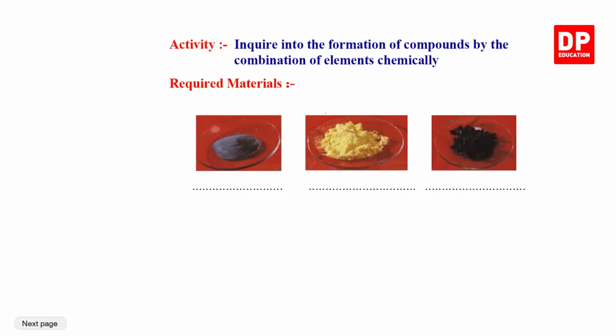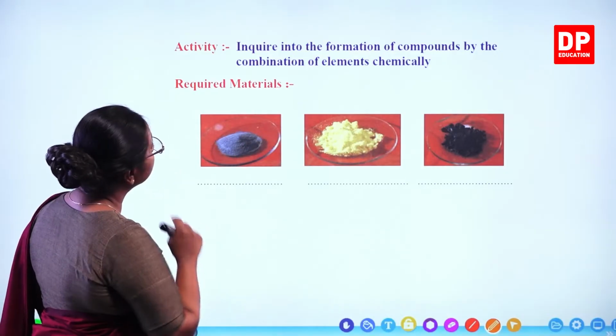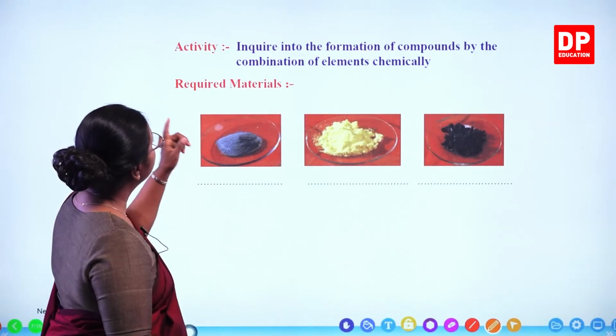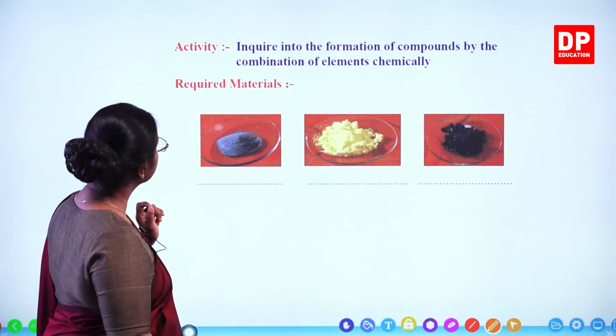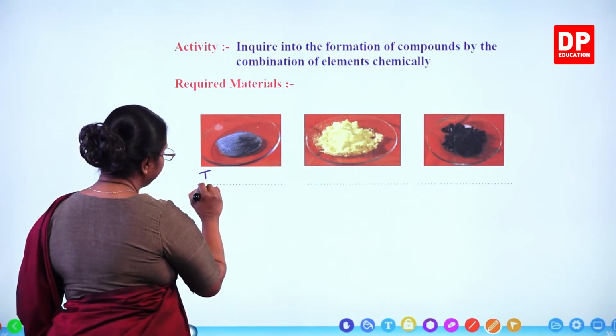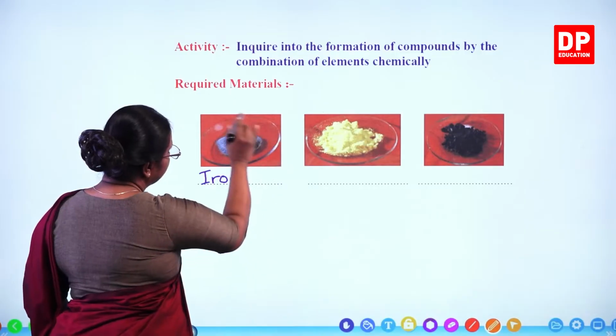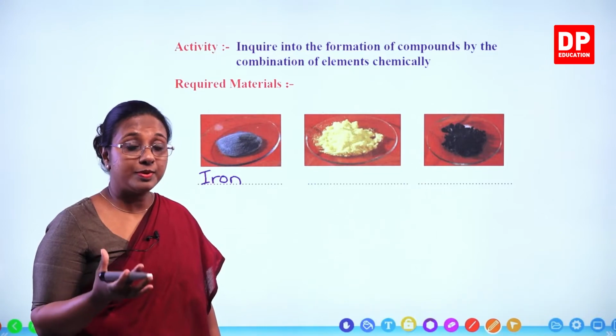So here we have an activity. In this activity, we try to understand how the compound forms from the chemical combination of elements. So activity, inquire into the formation of compounds by the combination of elements chemically. So chemical combination. Required materials are these. We need to have iron. So we need to take iron in a watch glass. You need to observe the properties of iron.